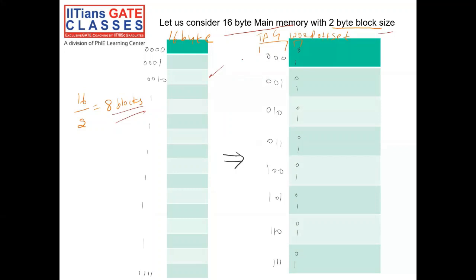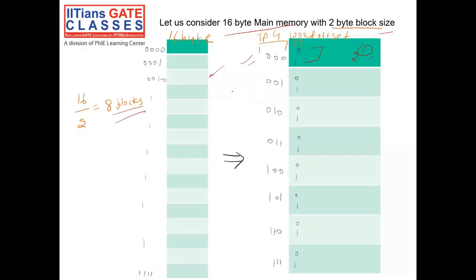8 blocks in the main memory, and in each block there are 2 bytes. So for accessing a single byte inside the block, how many bits are required? 1 bit is required to access the byte in the block.